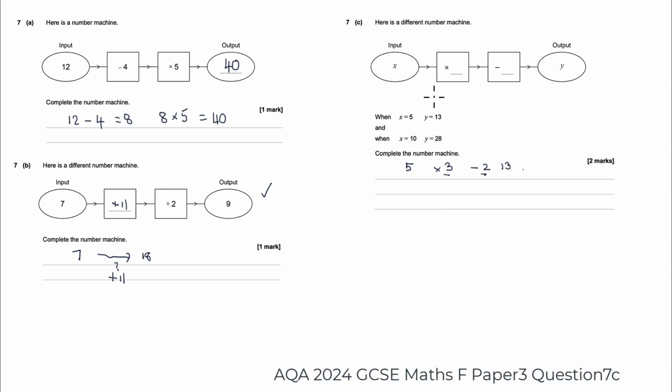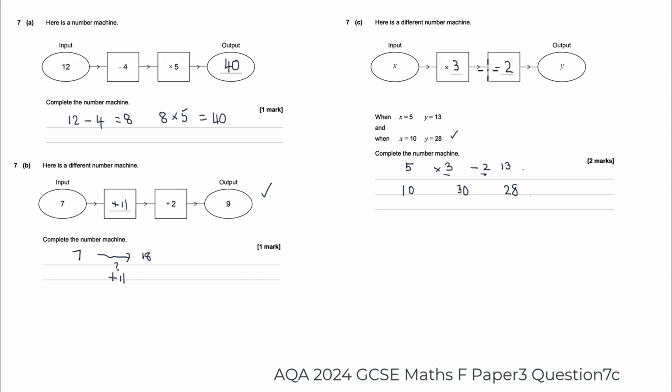Now this may not be the answer because we're given more information, and we're going to have to check what we've found out from this first example by using the numbers in the second example. And in this second example, if you put 10 in, that's x, out pops 28. So let's see if that works. So 10 goes in. We're now saying we multiply it by 3. That would give us 30. We take away 2. That would give us 28. That's exactly what we were supposed to get.